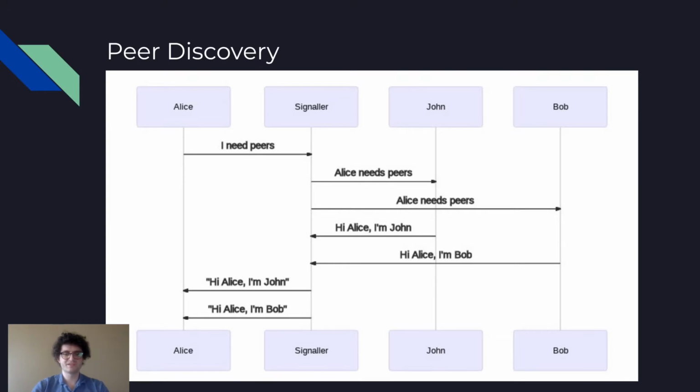That's what happens first. So first, you see Alice sends a signal to the signaling server saying, I need peers. And the signaler sends a message to the different users saying, Alice needs peers. And then each of them responds with their name, or it may be like a session ID from the signaling server. So each of them introduces themselves, and then those messages get passed from the signaling server back to Alice.